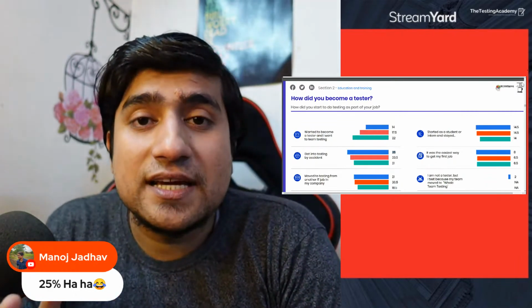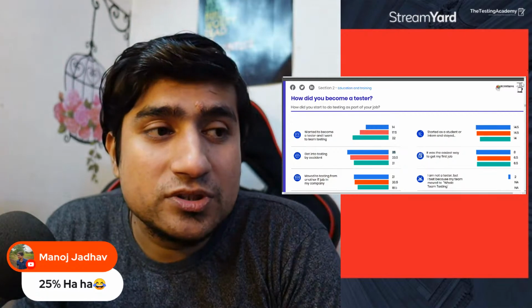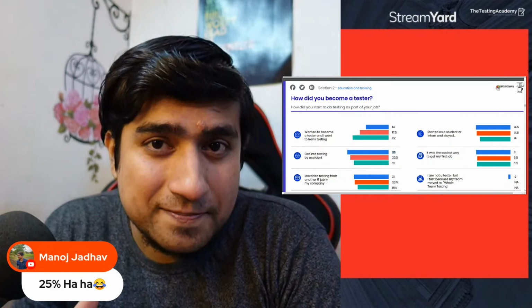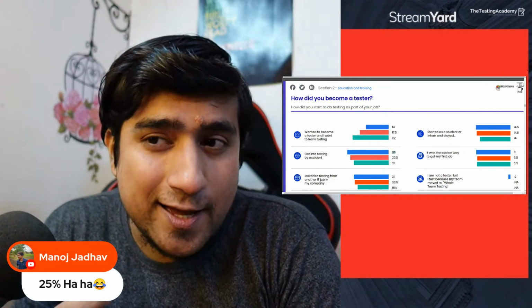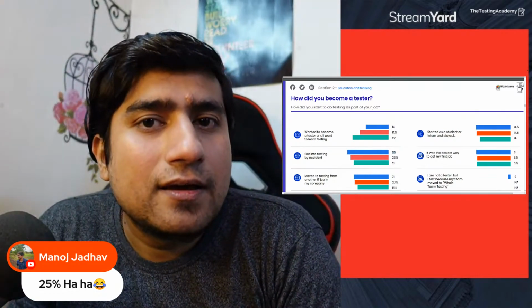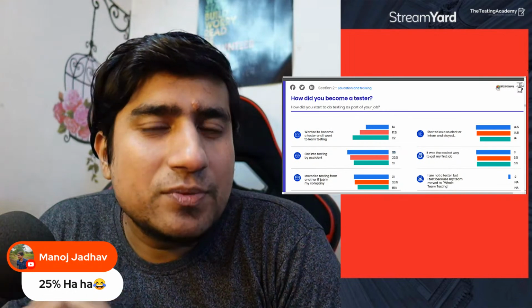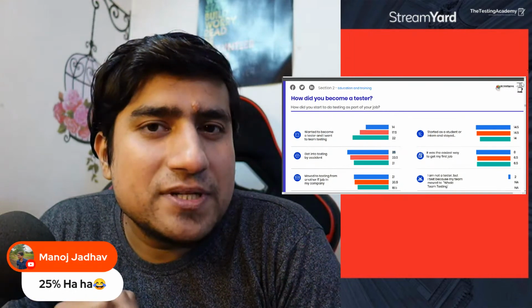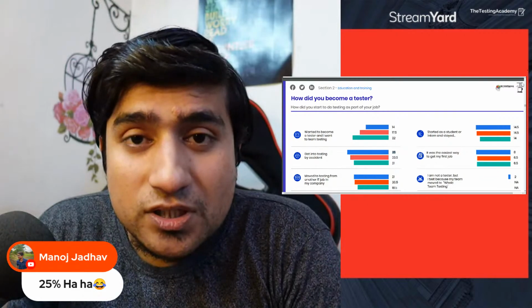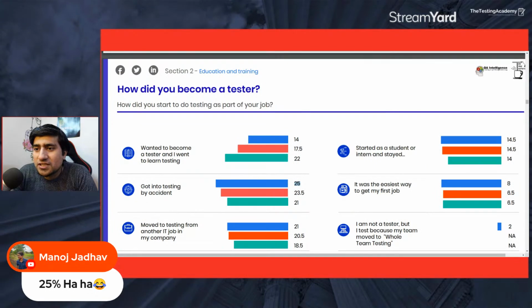And the second one is any developer who is just fed up or a little confused, or sometimes he gets some hard projects and he thinks that software testing is easy. That's why he wants to move to software testing. These are the two types of people I have seen. What do you think, guys? Do you agree? I think these are the people who, from the report, are moving to testing from another IT job.